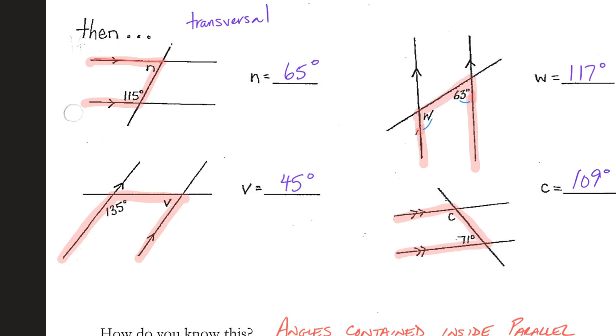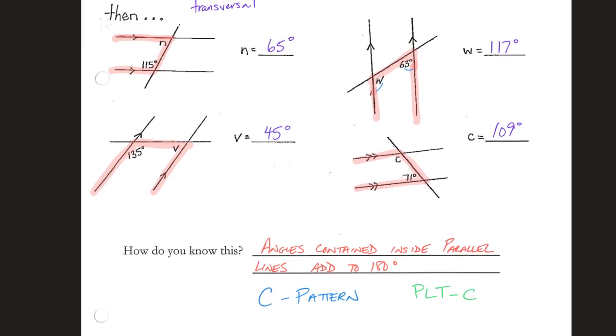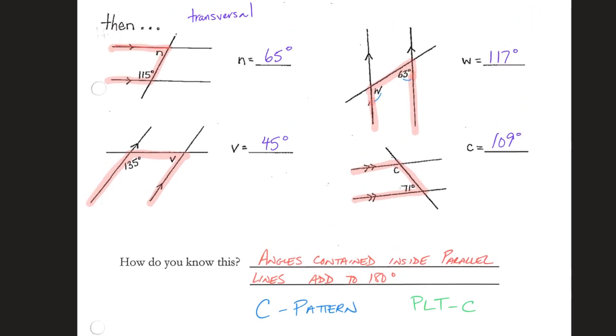why we often think of co-interior angles as C pattern. So my guess would be that an awful lot of you would have learned that being called C pattern. And you notice that what you have in that red highlight everywhere just happens to be like the letter C, but rotated. And what do we know about the angles contained in C pattern? They add to 180.